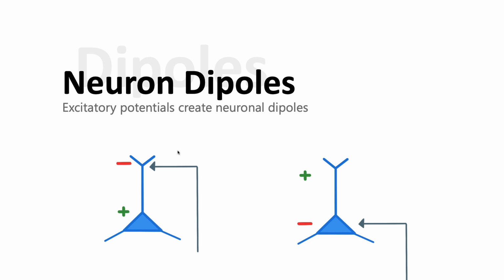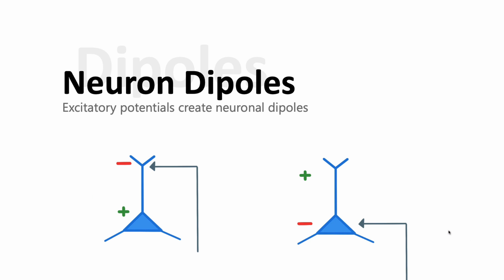This leads to a separation of charge, with the negative region outside of the apical dendrite and a more positive region relatively in the soma. The negative charge region in this case is the active sink, and the positive region is the passive source.